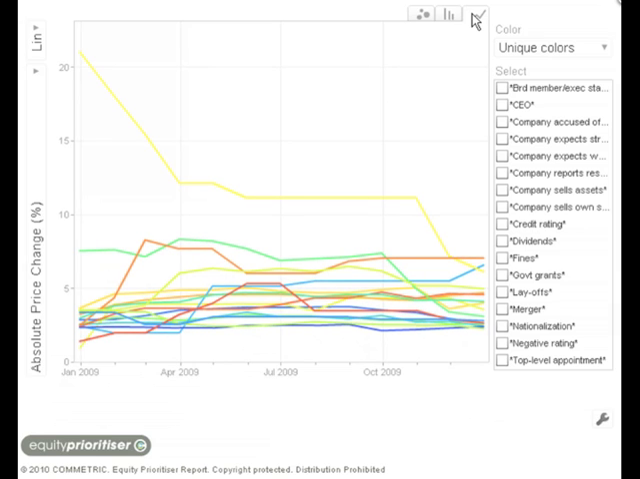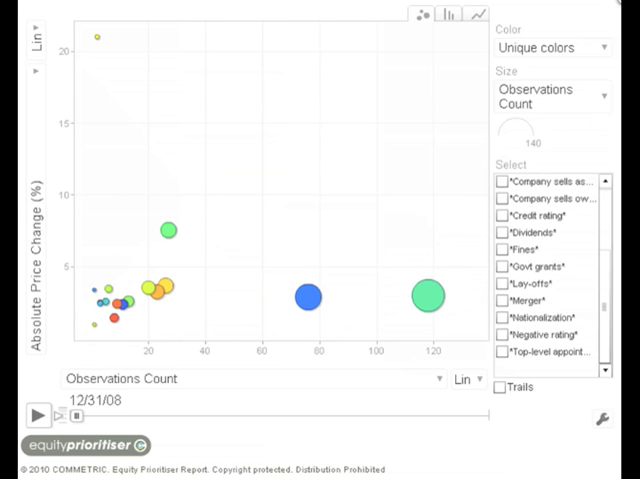It shows the change over time in the share price sensitivity associated with each particular issue. Time is plotted on the x-axis. On the y-axis, we've plotted the absolute price change associated with each particular issue. Let's now go back to the bubble chart and see how we can draw insights from the data.